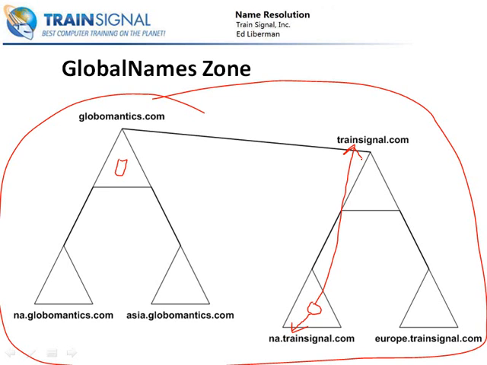Now there's a couple solutions for this. One would be to manually go into the client machine and add the globalmantics.com and the na.globalmantics.com and the asia.globalmantics.com suffixes in the DNS suffix search order. But that would be a nuisance because you'd have to go to every single client throughout the entire network, and every time there's a change, you'd have to go back to every single client. So that's just not realistic at all.